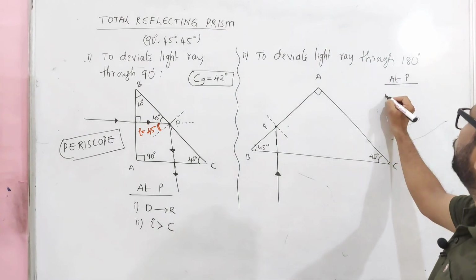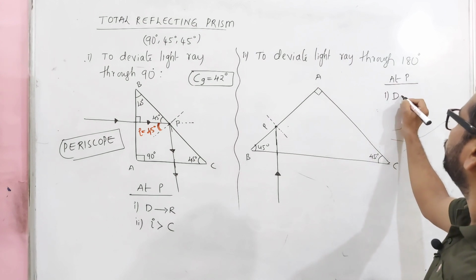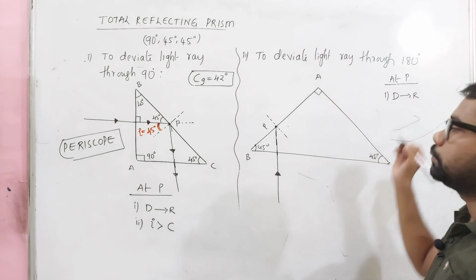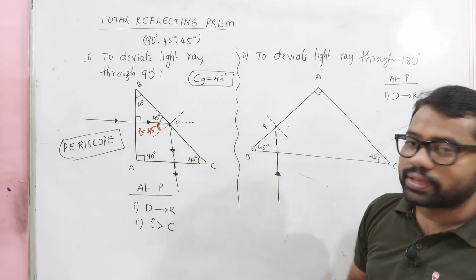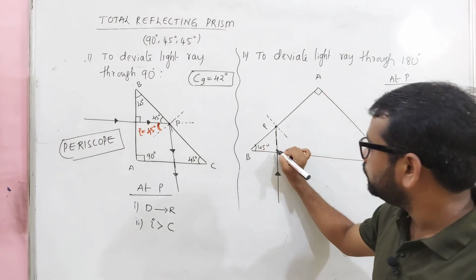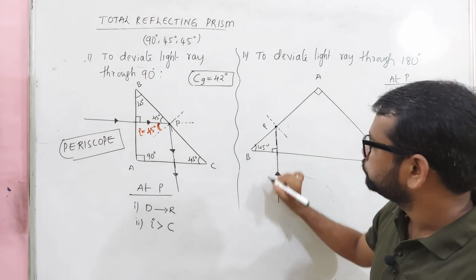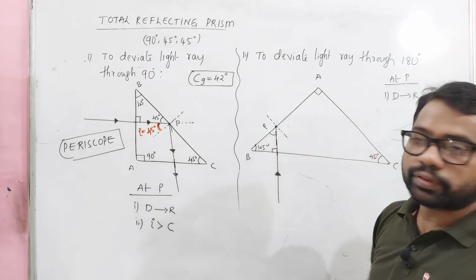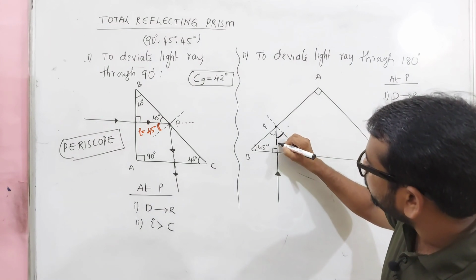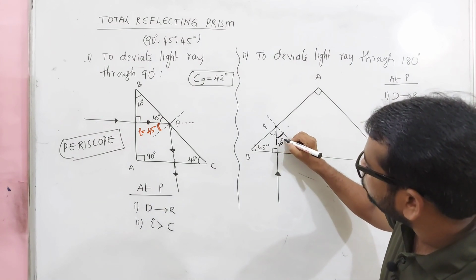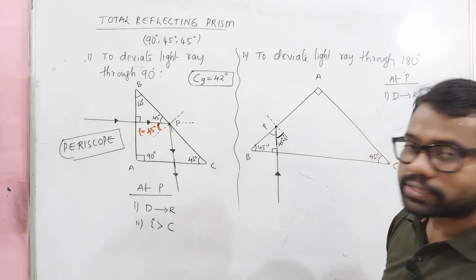So let us see here at point P. At point P, what is happening? The light ray is moving from denser to rarer medium. But what is the angle of incidence at this AB surface? That we have to find out. Children, this is 90, this is 45 and this will be 45. Now obviously, this is going to be 45 degrees only. This is the angle of incidence.